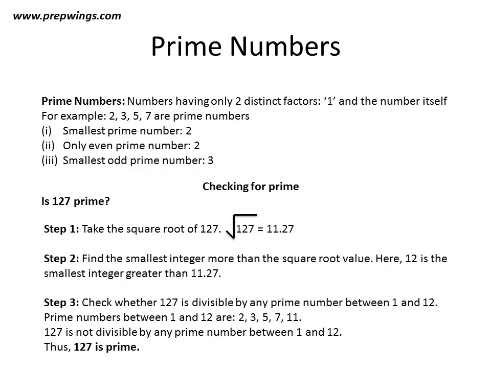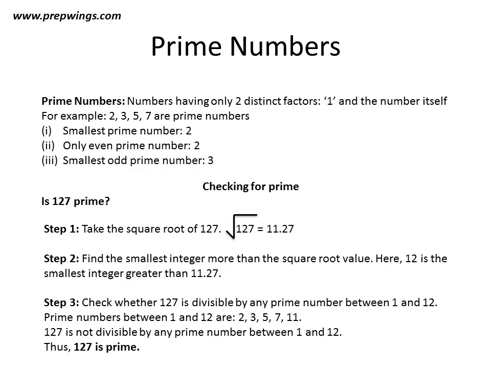In step 2 we find the smallest integer which is more than the square root of 127. So the smallest integer more than 11.27, that is what we have to find. That will be 12. Now in step 3 we have to check whether 127 is divisible by any prime number between 1 and 12. The prime numbers between 1 and 12 are 2, 3, 5, 7 and 11. Now we see that 127 is not divisible by any of these prime numbers. So 127 is prime.